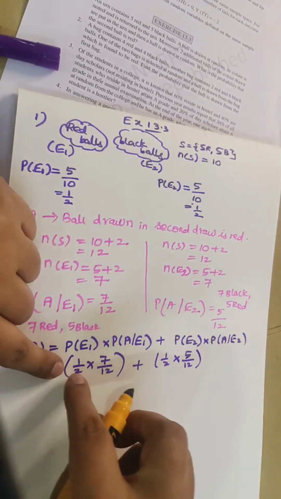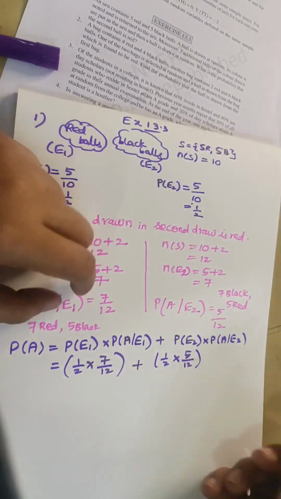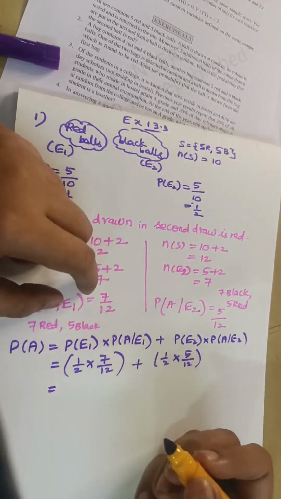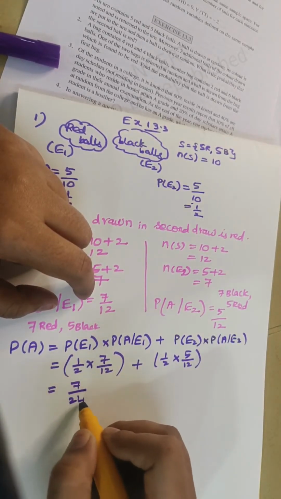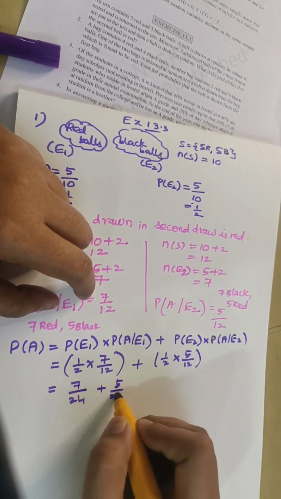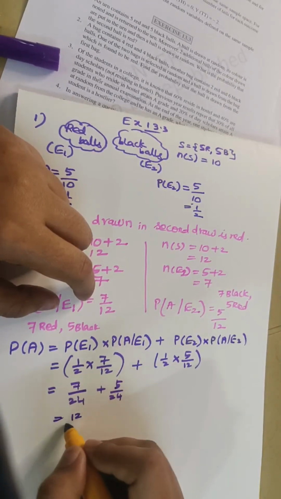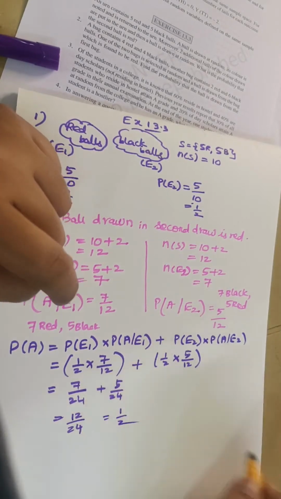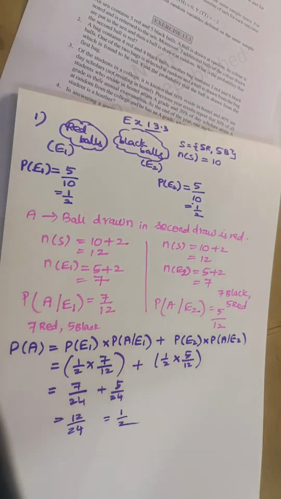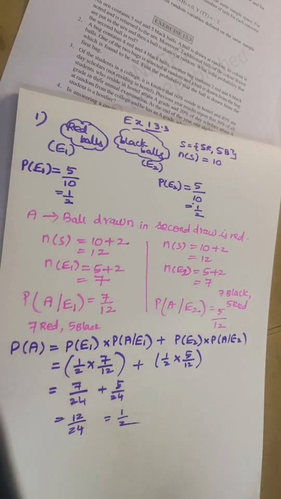Since I have 2 and 12 in the denominator, don't cancel it, so that it will be easy for us not to take the LCM. Here it is 7 by 24, 5 by 24. So 7 plus 5 is 12. 12 by 24 is 1 by 2. This is the final answer for question 1. Now is it clear?